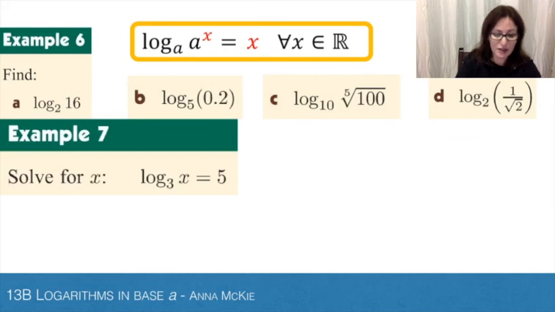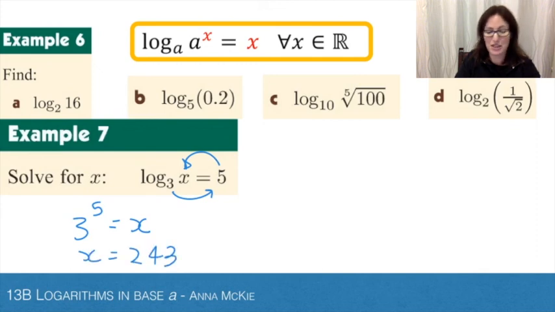And this one here, solving for x. So the little flowchart works like this. We have 3 to the power of 5 is equal to x. And we know that x is equal, hopefully you might know that, 243 for 3 to the power of 5.